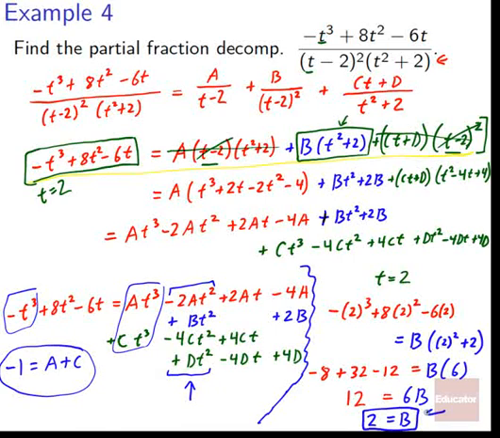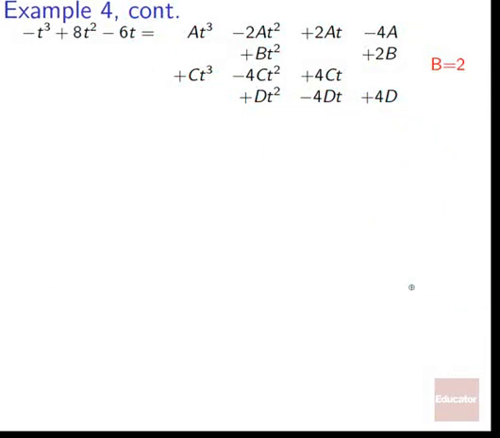So we came up with this clever way, and we were able to figure out 2 equals b by just happenstance. If we plug in t equals 2, it made everything but the b terms disappear, and that just left us with a single equation that was pretty easy to solve, and we figured out that 2 equals b. All right, let's work through it now. So we figured out b equals 2.